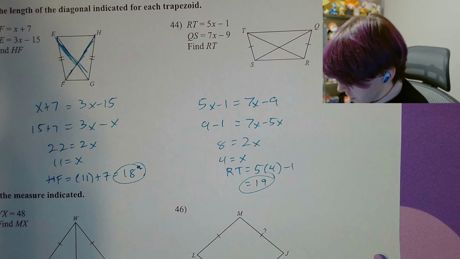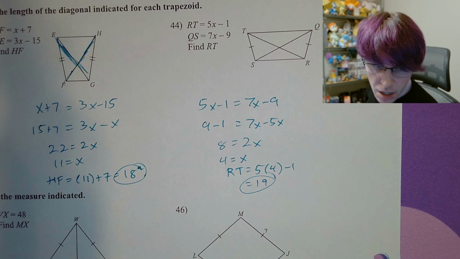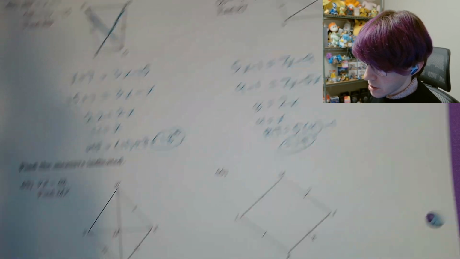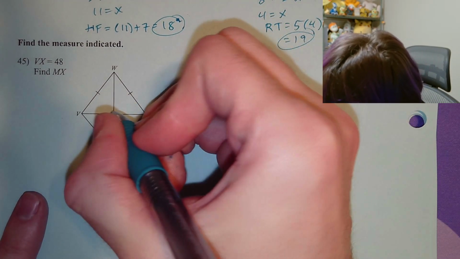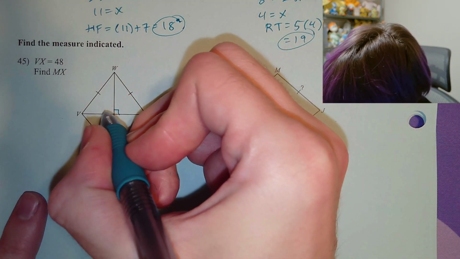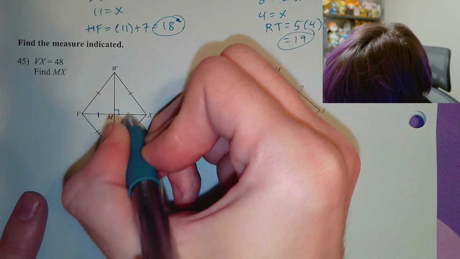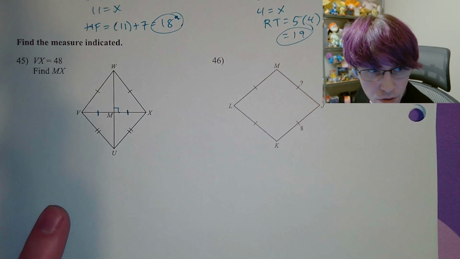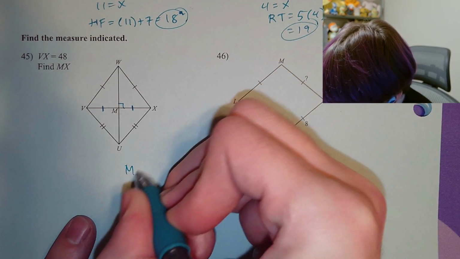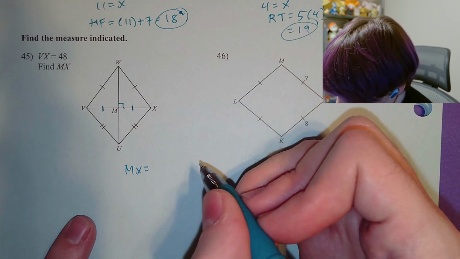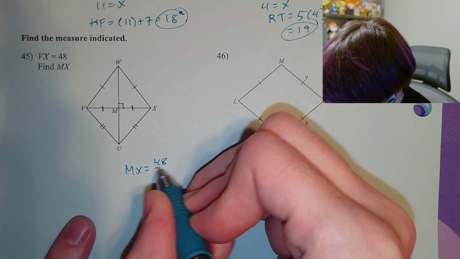Moving on to question 45 and 46, we had a couple of freebies here yet again. So idea is this is a kite. In a kite, a couple of different things happen. Not only are these automatically right angles, that's one of them, but also these two parts here are going to be equal to each other. So those two parts being equal to each other means that our answer here, mx, is going to be that whole length all the way across, which is 48 divided by 2.